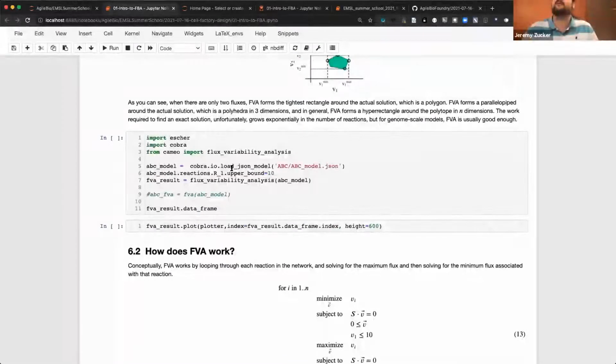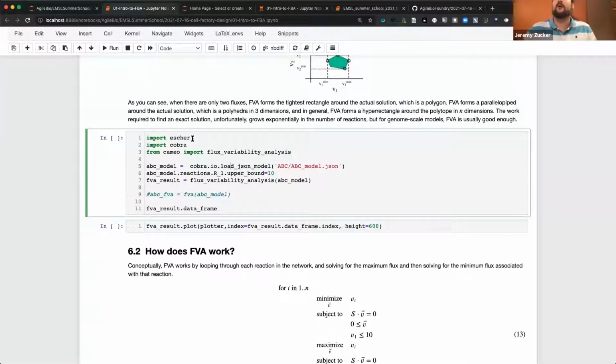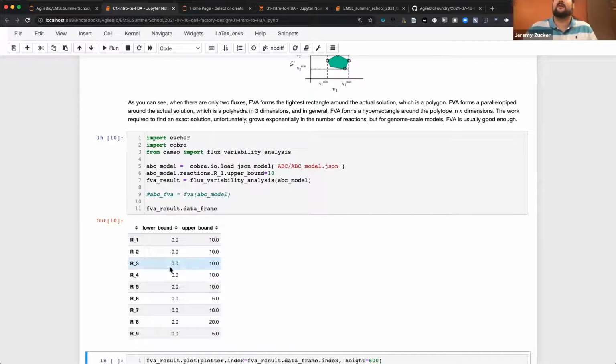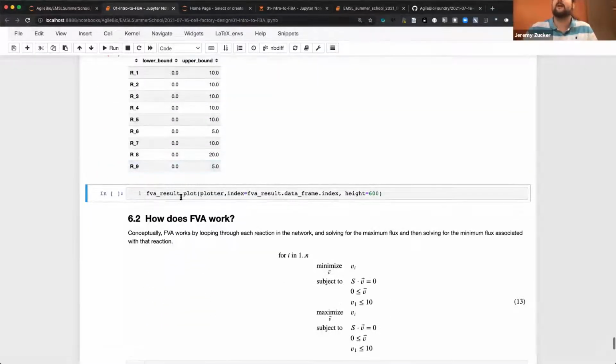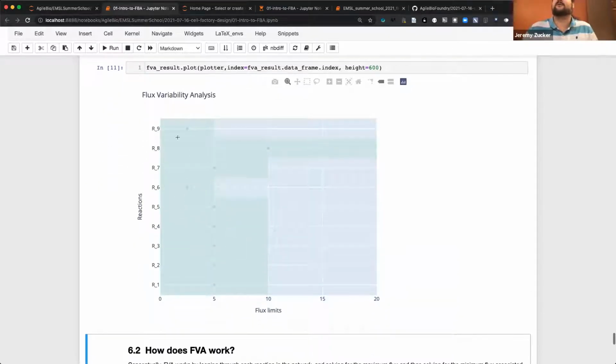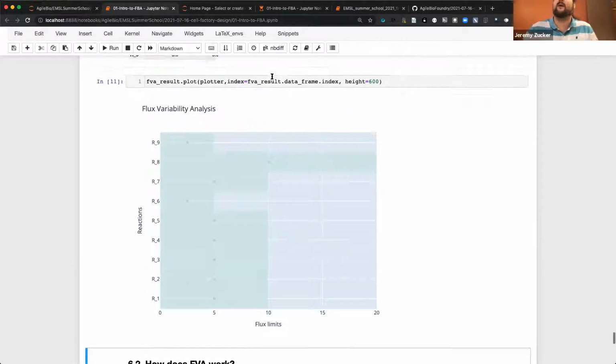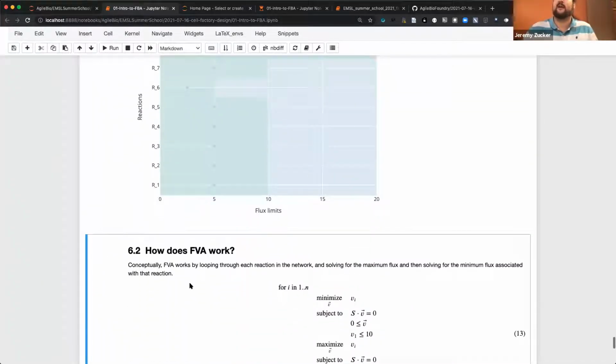So I'll just show what happens when you do flux variability analysis. You end up getting upper bounds that are much tighter than the original ones. Beforehand, we only had R1 was 10, but in some sense, this one constraint induced additional constraints on all the other reactions. So what does that look like? There we go. This is the constraints on all of the reactions that were induced by the constraints of the uptake rate.